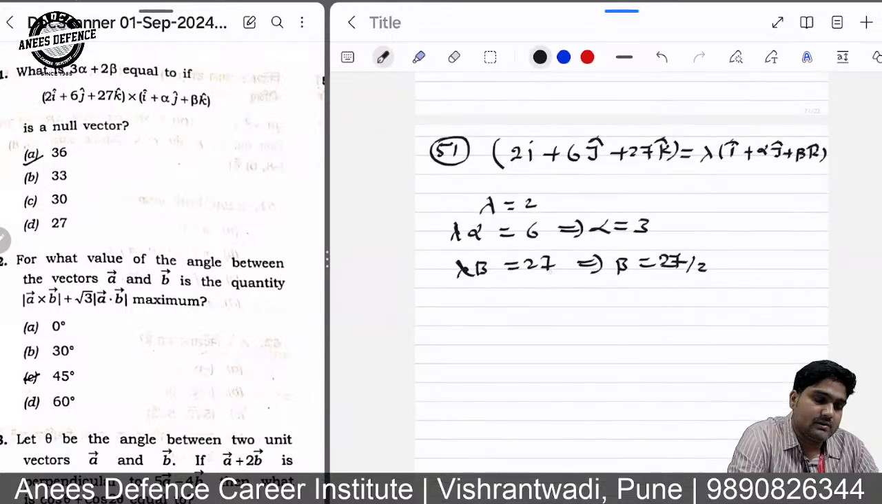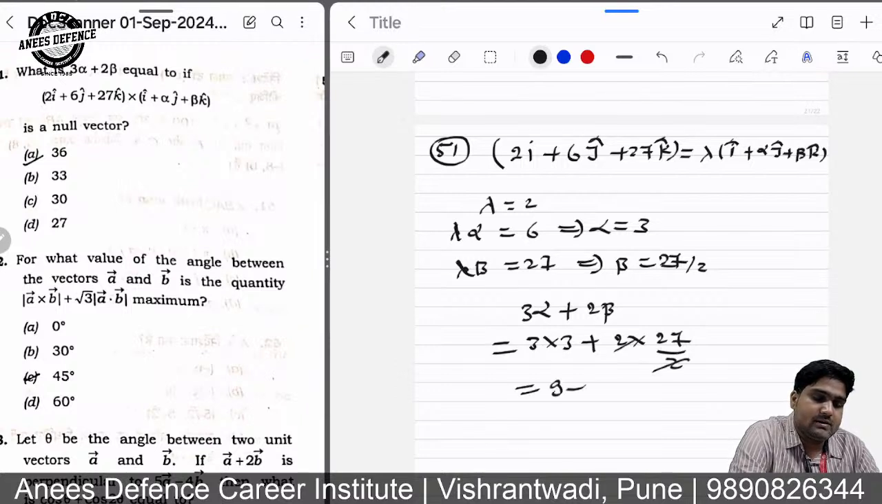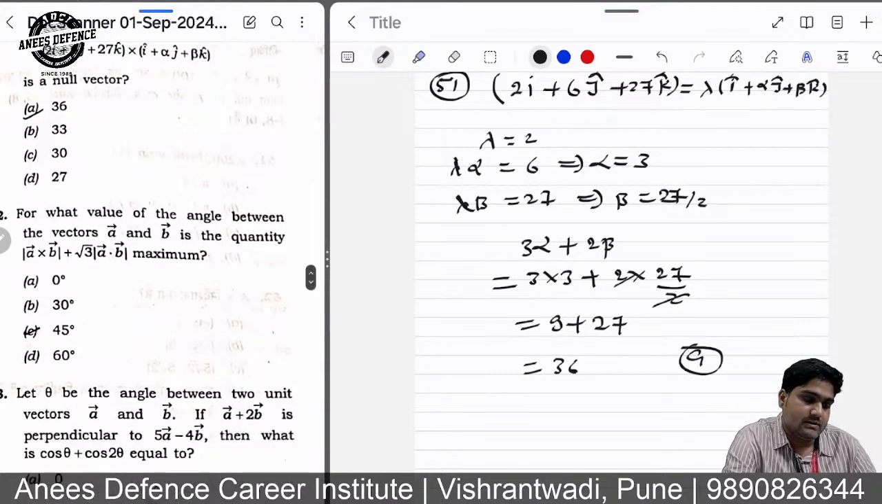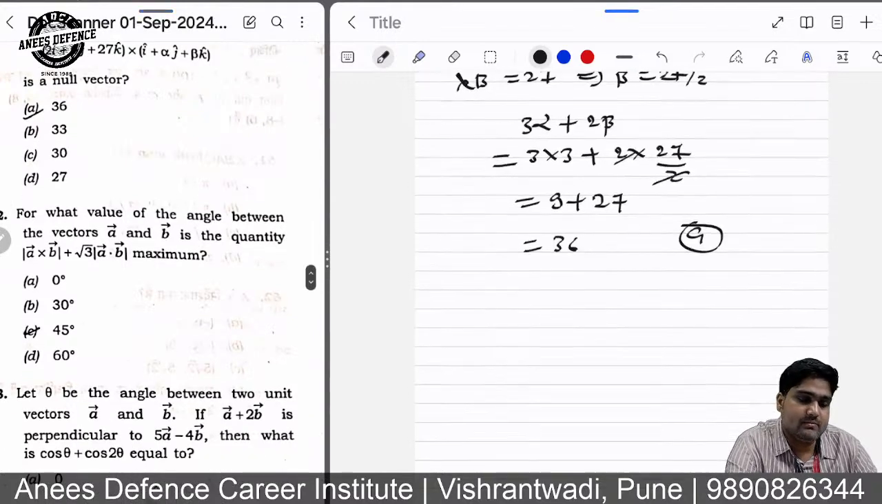Now we have to calculate the value of 3 alpha plus 2 beta. So 3 into 3 is 9, plus 2 into 27 by 2. The 2 and 2 get cancelled out. It's 9 plus 27, so 36. So option A is correct for question number 51. Let's move to the next question, 52.